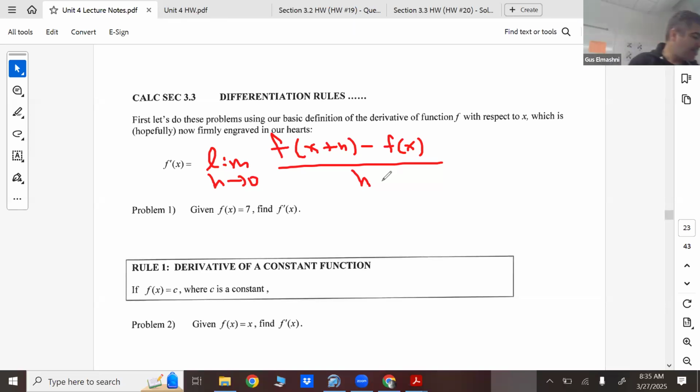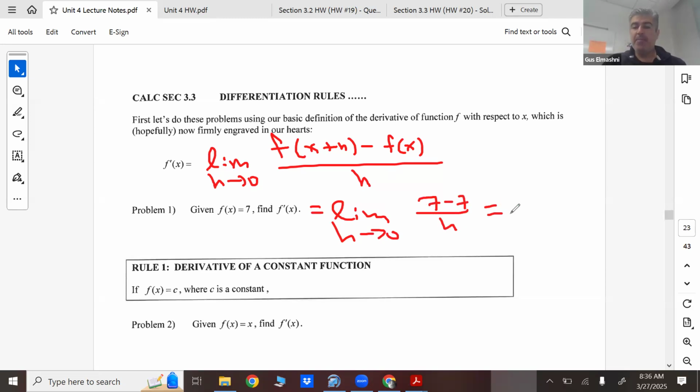No? Right. All right. Anyhow, we also know if you have a constant, we actually could just not really waste our time doing this. Because if you think about it, if I plug in x plus h, what am I going to get? 7. And if I plug in f of x, what am I going to get? 7. What's 7 minus 7? So what does that all become?